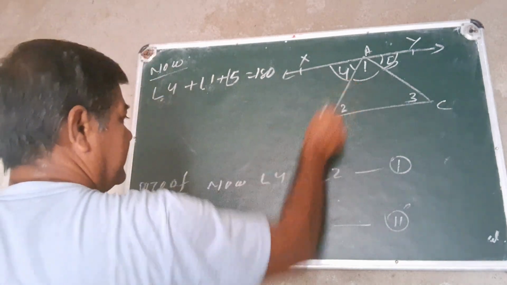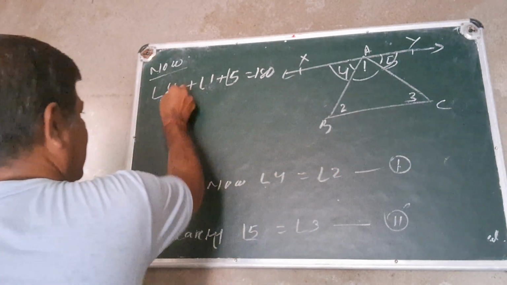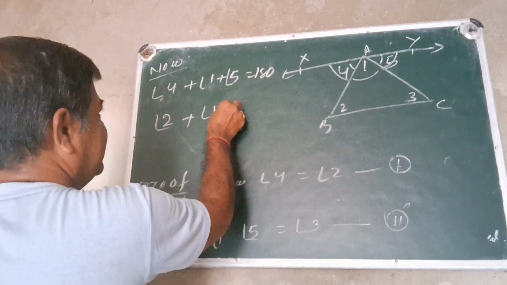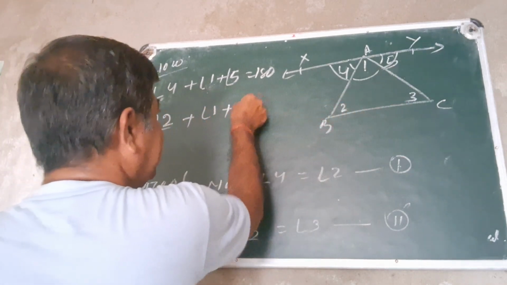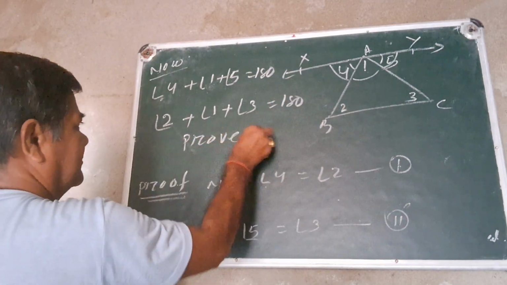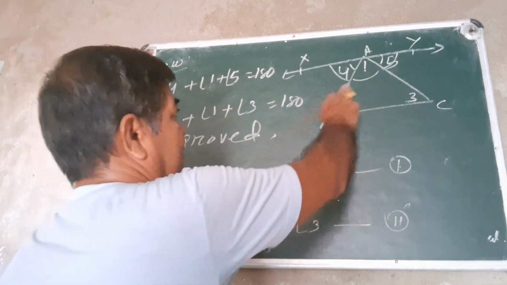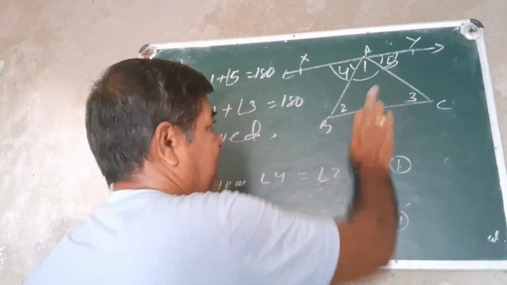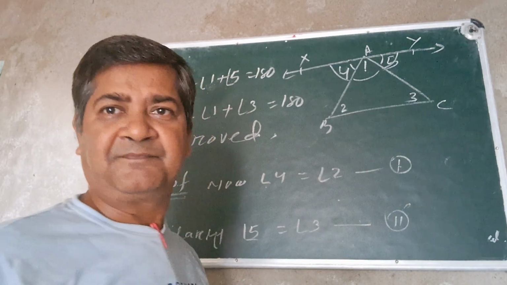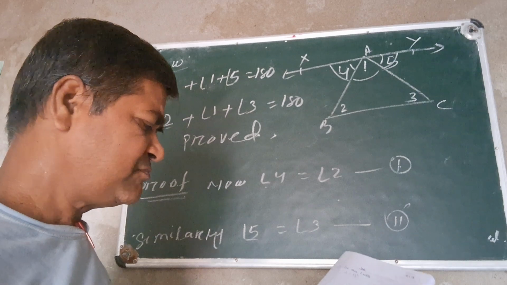Angle 4, we can use equation 1 and equation 2. Angle 4 equal to angle 2, so angle 2 would work. Angle 1 remains unchanged. Angle 5 equal to angle 3, so angle 3 would work. 180. Proof: in this way, we proved angle 1 plus angle 2 plus angle 3, the sum of three angles of triangle ABC, is 180. Do you understand? Now we proceed to another question.